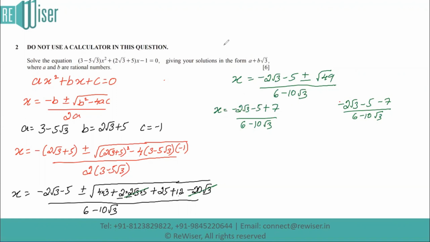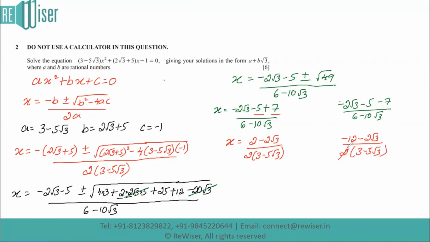If I first simplify the numerator here, −5 + 7 is 2, so it's going to be 2 − 2√3. In the denominator, let me take this 2 common out itself, so that's going to be 3 − 5√3. I can also factorize 2 common out in the numerator and cancel it out. For the other solution, it's going to be −12 − 2√3, and in the denominator, if I factorize 2 common out, it's going to be 3 − 5√3.